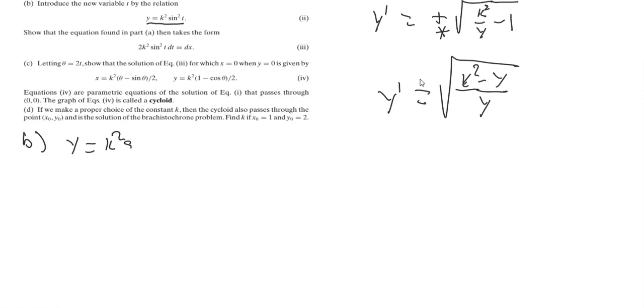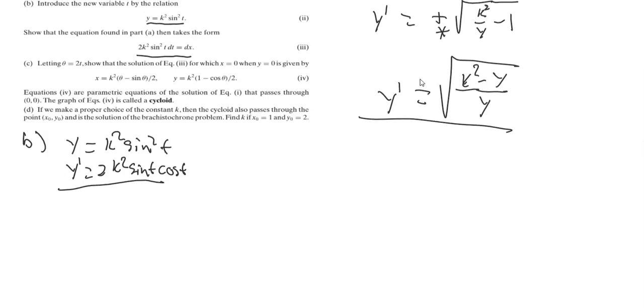y equals k squared sine squared of t. And what we're going to do is take the derivative of this function. The derivative is a u-substitution, but I'm going to skip that since we're focusing on differential equations: 2k squared sine of t cosine of t. Now we're going to prove that it equals this function here. In order to do that, we need to use this equation and this equation.